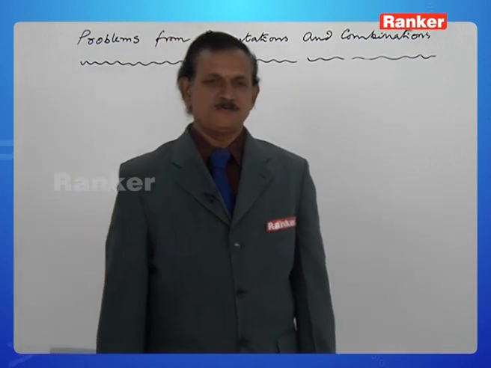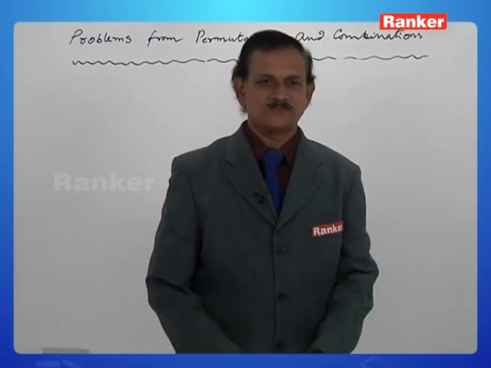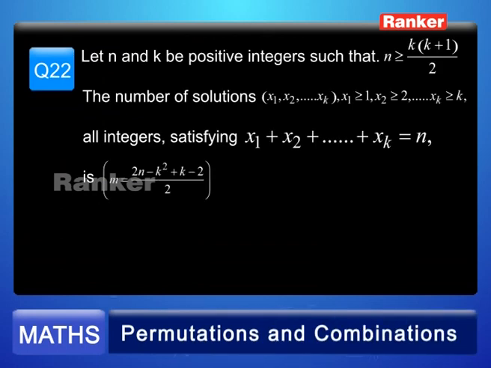Another beautiful question is before us. That is the next question. Question number 22. Let n and k be positive integers, natural numbers, such that n is greater than or equal to k into k plus 1 by 2. N is not less than k into k plus 1 by 2. The number of solutions of x1, x2, x3, etc., xk with x1 greater than or equal to 1, x2 greater than or equal to 2, x3 greater than or equal to 3, like that, etc.